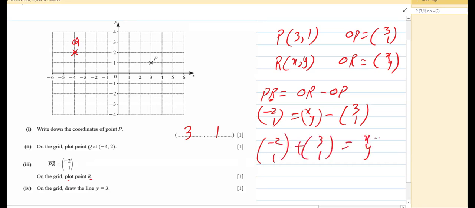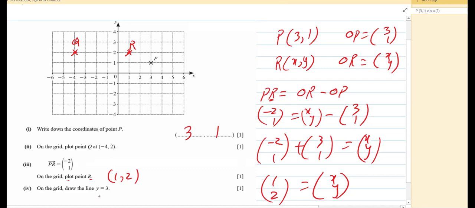To take it to the other side, it will become (-2, 1) plus (3, 1), which is (x, y). So it will be -2 plus 3, which is 1, and 1 plus 1 is 2. So (x, y) is (1, 2). It means the coordinates of R are going to be (1, 2). So plot (1, 2), x is 1, y is 2. It will be this one. So this is the point R.